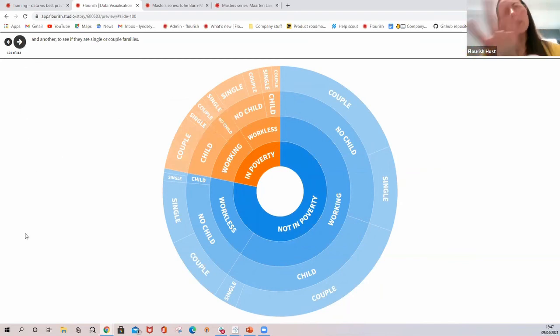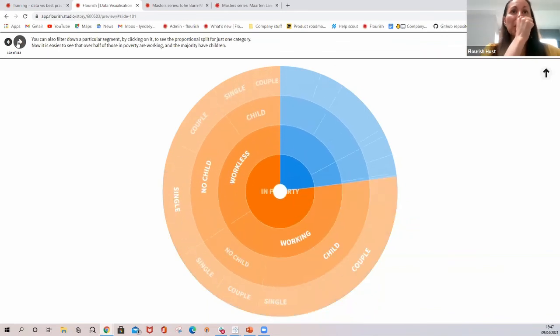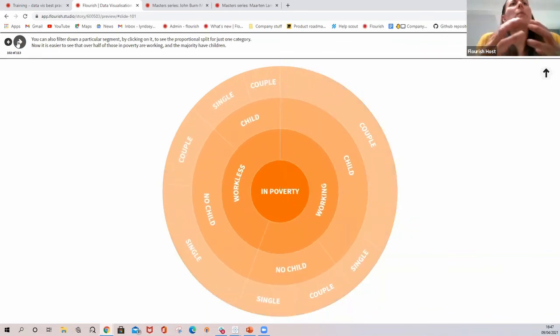Again, color choice is very important here. The orange draws attention to the poverty bit. It's quite striking. And the labeling obviously helps tell the story. And you can use filtering as well, so you can give people different snapshots.